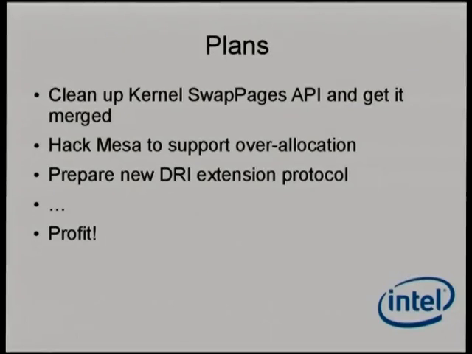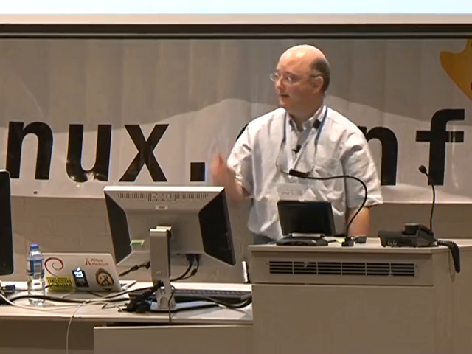So that's what we're going to do for DRI 3000. We'll clean up the swap pages API, and I'll just push that right to Linus and bypass Dave so I don't have to do that horrible review part. Hack Mesa to support that over allocation and finish up the DRI 3000 extension protocol. And of course, we'll always profit from all these changes.